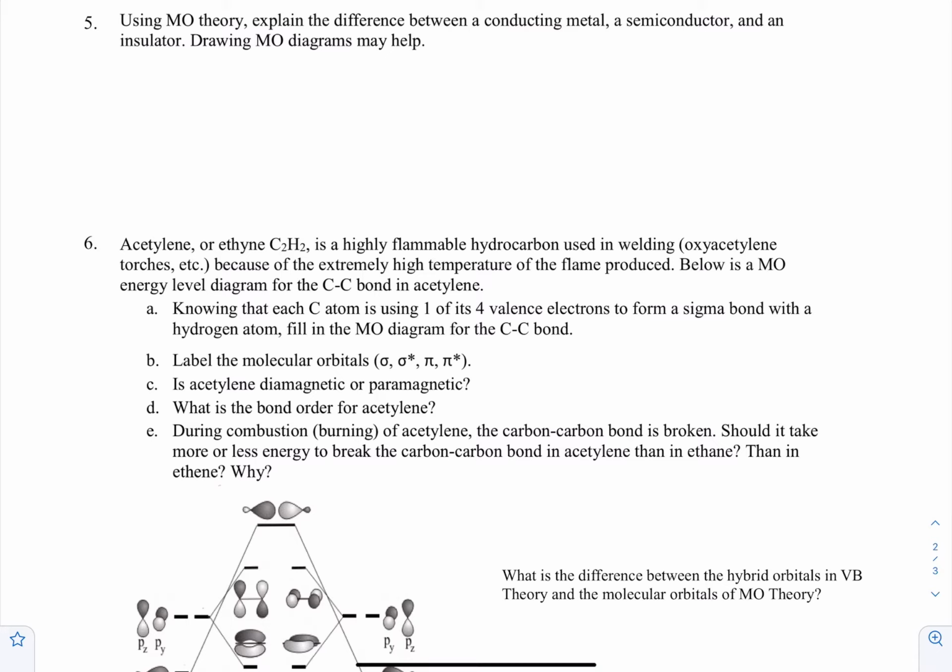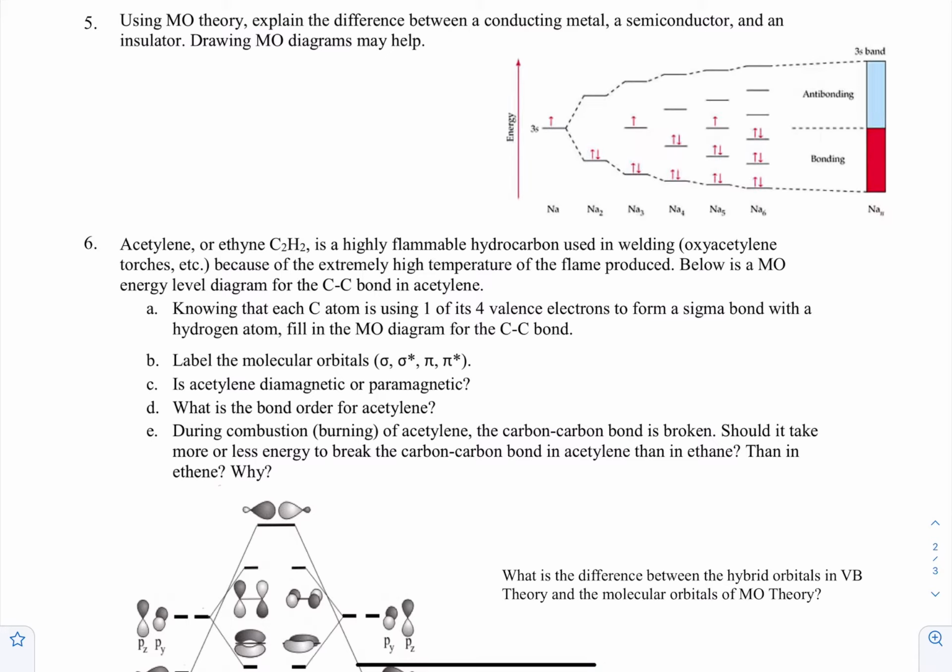All right, so now it says, using MO theory, explain the difference between a conducting metal, a semiconductor, and an insulator. So I want to show you this diagram because it's going to help you a lot. I feel it helped me a lot, at least when I was first trying to understand this. This is really just an application of molecular orbital theory, where if we have one sodium, right, sodium's a metal, and typically when we're looking at these things, we're usually looking at metals or semi-metals or things like that.